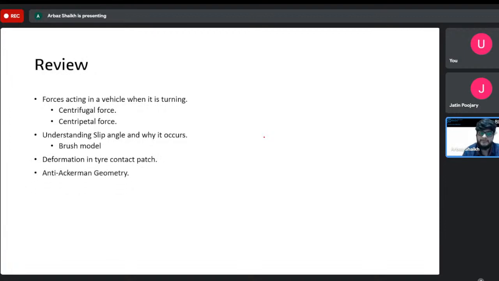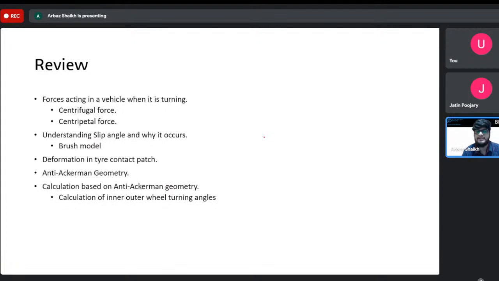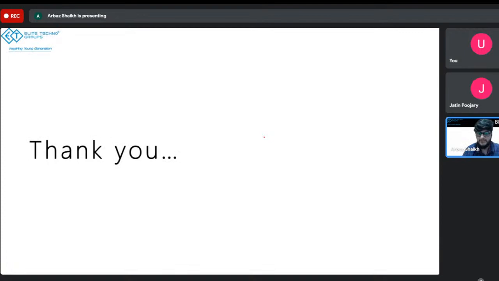Next, we did the Ackerman geometry calculation, and lastly, in the calculation we saw the inner and the outer wheel turning angles, how we can arrange that and how we can incorporate slip into that. And lastly, I went through some placement and features of the steering components in a Mercedes Formula One car. So that's it for this session.